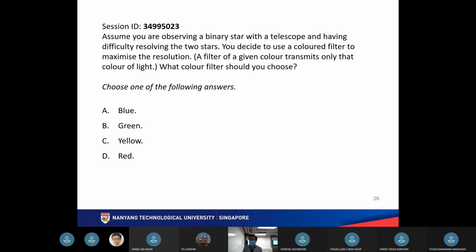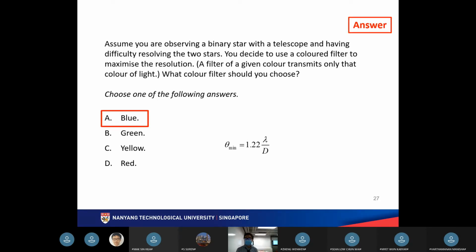Okay, thumbs up. As I said, in order to improve the resolution, we should either decrease lambda or increase d. Using a color filter, we are actually operating on the wavelength, so we should choose the smallest lambda. Among these four colors, blue light has the smallest wavelength, so we should choose A. Of course, if there is another option, for example violet light or even ultraviolet, we should choose that one, because it has an even smaller wavelength.